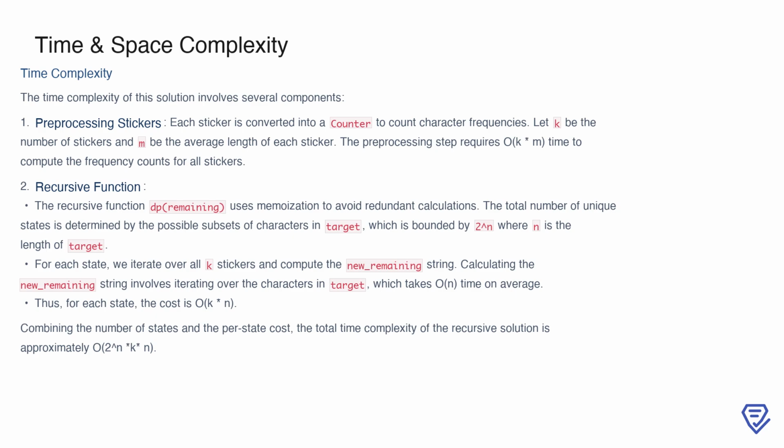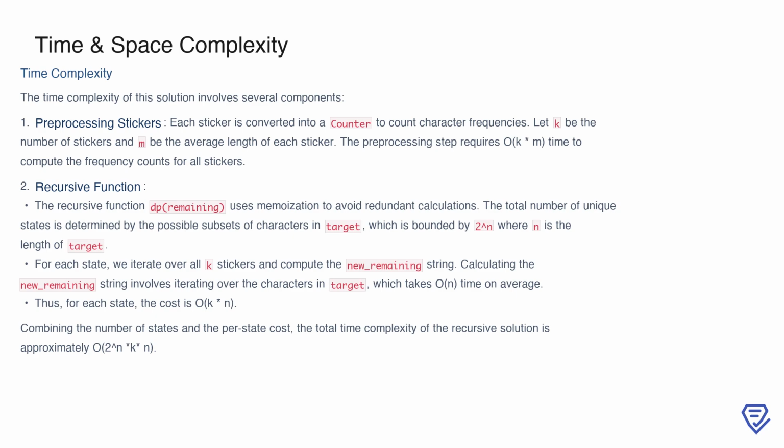Thanks to memoization, redundant calculations are avoided, and we only process each unique state once. The number of unique states corresponds to the possible subsets of characters in the target, which is bounded by 2 to the power of n, where n is the length of the target string. For each state, we iterate over all K stickers and compute the new remaining string by iterating through the characters in target. This computation, on average, takes n time. Therefore, for each state, the cost is K*n.